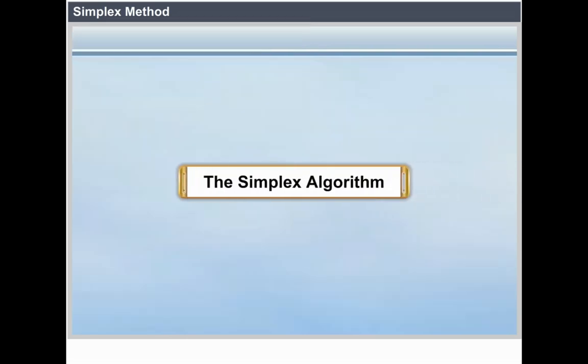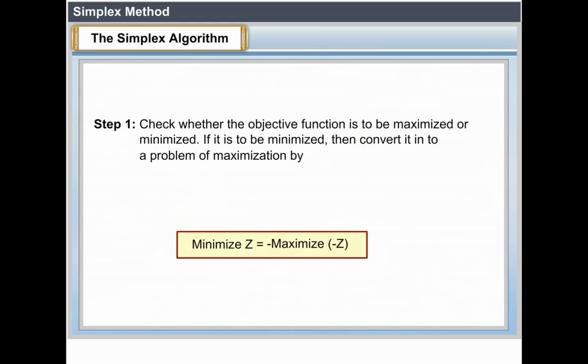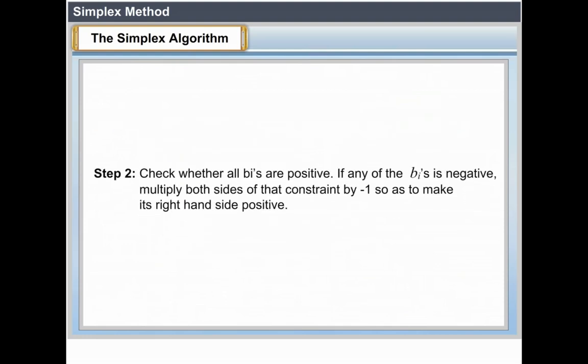The simplex algorithm. Step 1. Check whether the objective function is to be maximized or minimized. If it is to be minimized, then convert it into a problem of maximization by minimize z equal to maximize of minus z. That means we have to multiply minus in the objective function. Step 2. Check whether all bi are positive. If any of the bi is negative, multiply both sides of the constraint by minus 1 so as to make its right hand side positive.